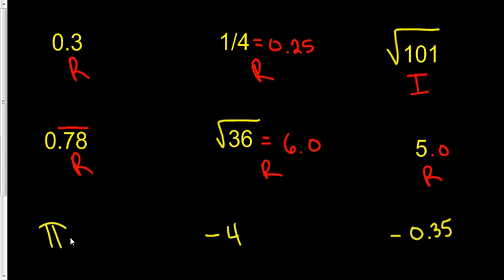That's rational. Pi. It's basically going to be 3.14, and then it just keeps going forever and no pattern, so that will be irrational. Negative 4.0 is still a terminating decimal. We don't care if it's positive or negative. That'll be rational. Same thing over here. And even if it was repeating, we don't care. It's a repeating decimal. We don't care if it's positive or negative. That is rational.